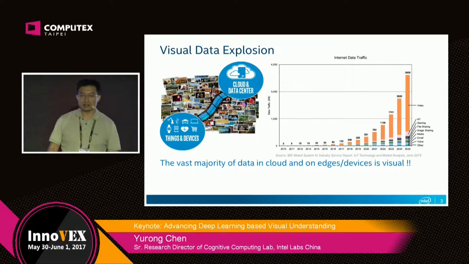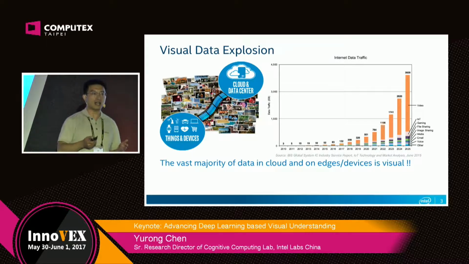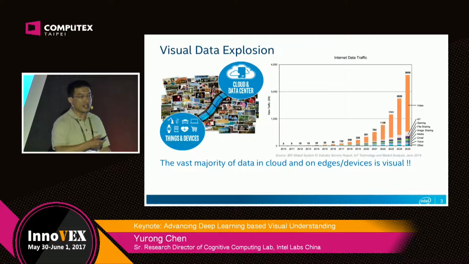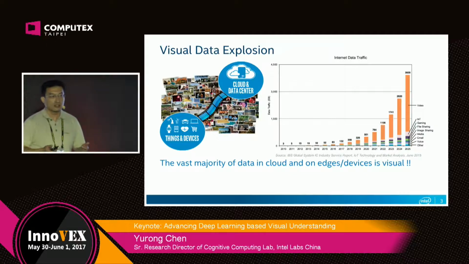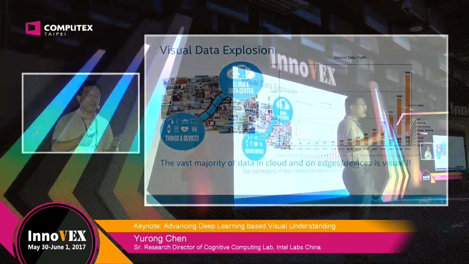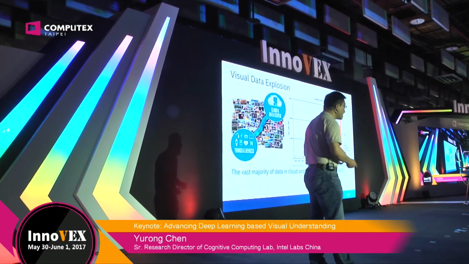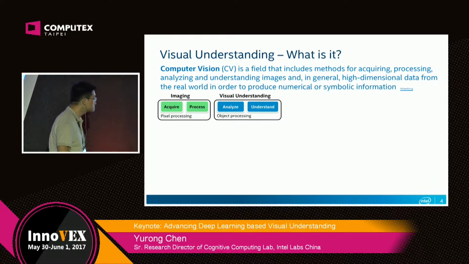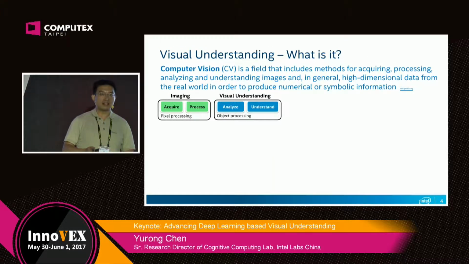Nowadays, video sensing is everywhere, and cheaper, which results in video data exploding. The vast majority of data in cloud and on edge and devices is video. Cisco projects by 2019, there will be 5 million years of video content traversing the internet every month. And by then, video traffic will be 77% of all internet traffic. So definitely, the amount of video content will continue to grow. The key challenge here is how to process and understand this huge amount of video data. The only way is to use video understanding technology.